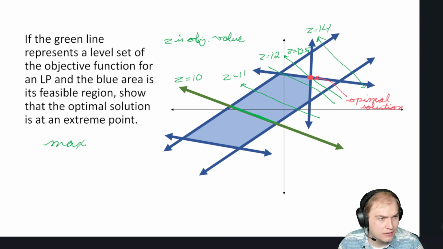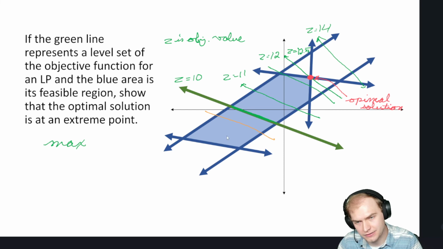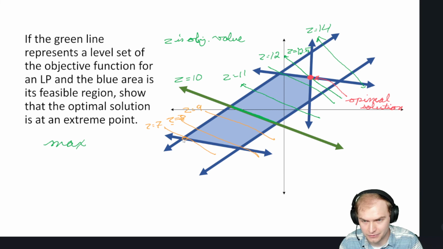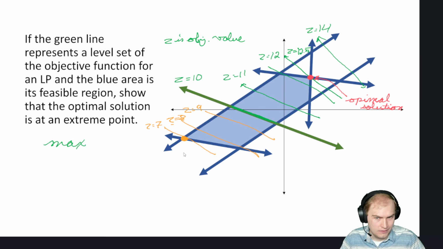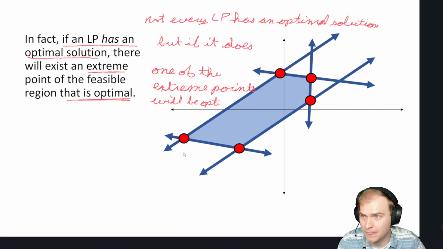And let's see what happens if we try to minimize. So this is z equals 9, z equals 8. Uh-oh. Z equals 7 is our last feasible level set, and it intersects this point, that extreme point. And we'll talk more about what different classes of solution an LP could have in the next lecture. But this is the important aspect. This is what this whole lecture is built up to.